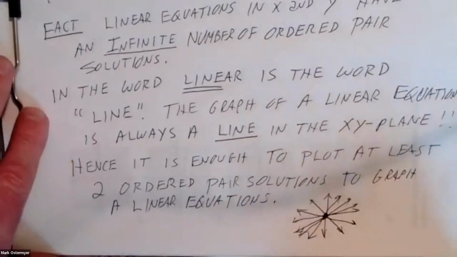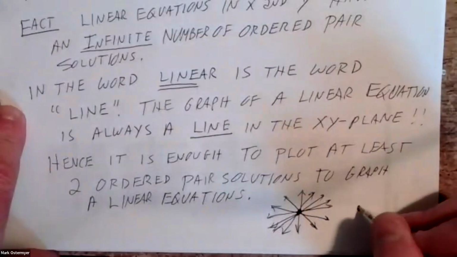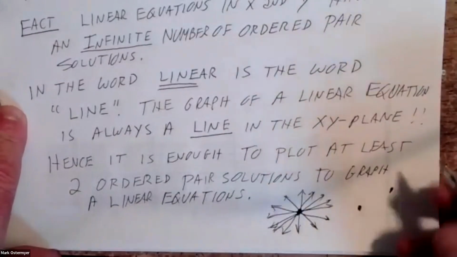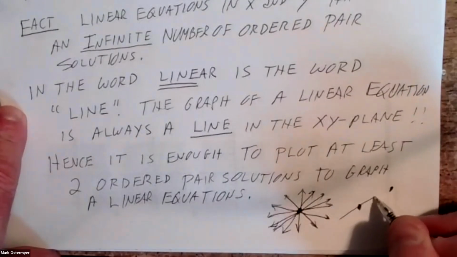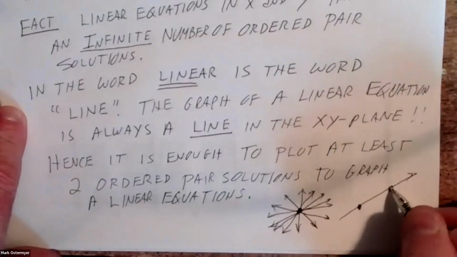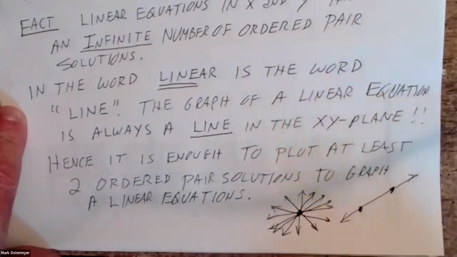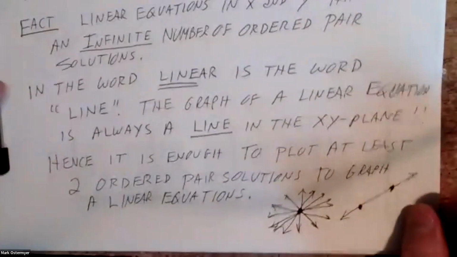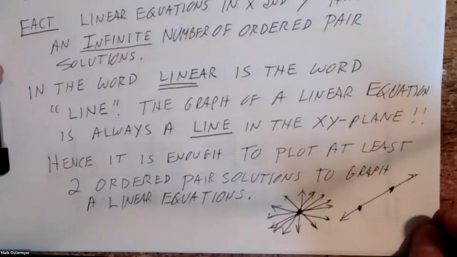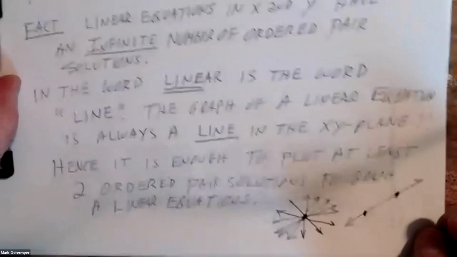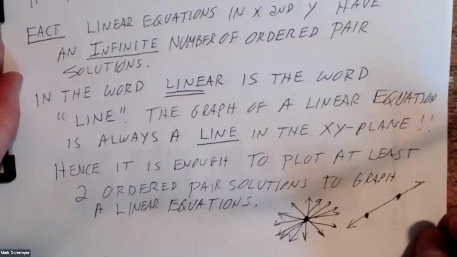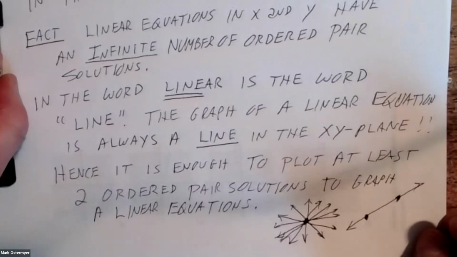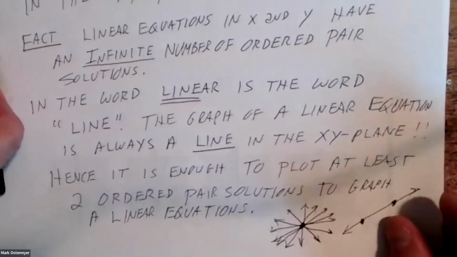Infinite number of lines. So to determine a unique line in the plane, we have to plot, bare minimum, at least 2 different ordered pair solutions or points. That will determine a unique line in the plane. So that's how we're going to graph a linear equation. All we have to do is come up with at least 2 ordered pair solutions, which we'll plot in the plane, and then we'll put a line through them, and we'll have the graph of our linear equation. It's that simple.